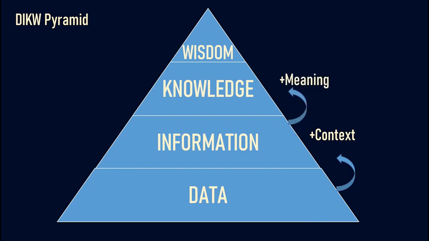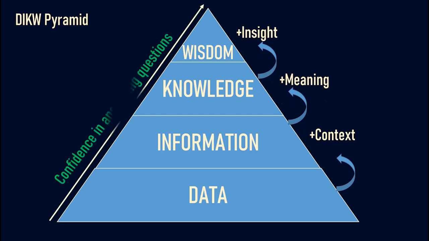When we add meaning to the information, it becomes knowledge, which is a synthesis of multiple sources of information over time. It helps uncover patterns, trends, and relationships. And when we add insight to the knowledge, it becomes wisdom, which is your ability to make well-informed decisions. Each step up in the pyramid creates value based on the initial data, and it can be used to answer high-level questions in a confident manner.